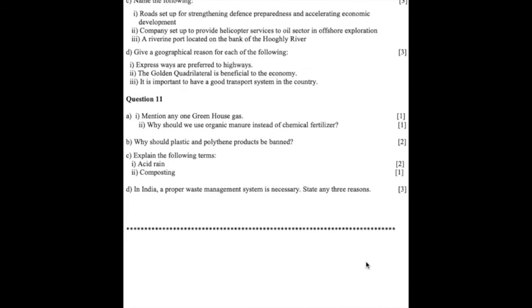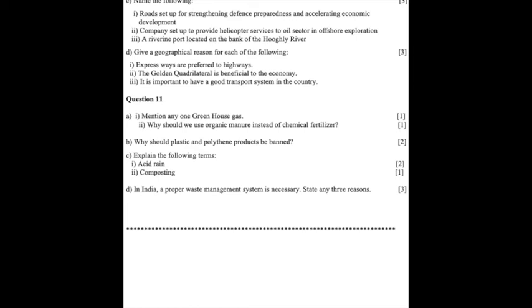Question 11, has anyone done it? Should we still just discuss it? Anyone who knows the answers, go ahead. No, I haven't even learned this chapter. I read it once. I didn't touch it for 6 months, so I have no clue.